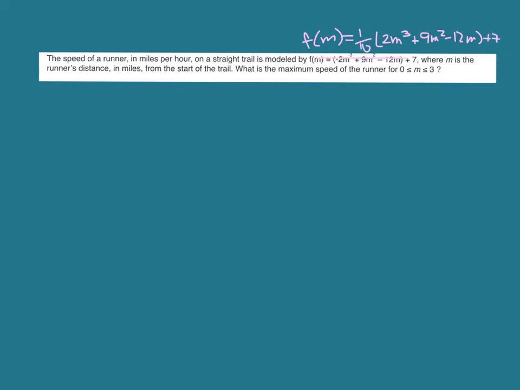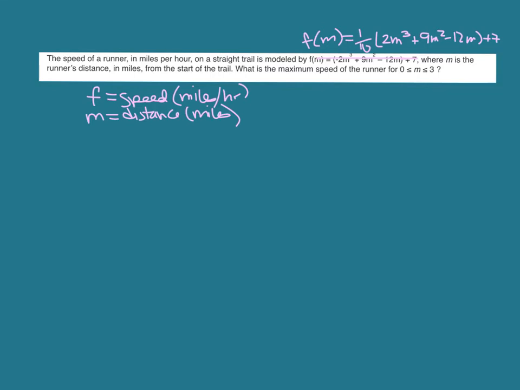So the first thing I'm going to do for this problem is write down what the variables represent. They tell us that the speed is f, and that's in miles per hour. They tell us that the distance is m, and that's in miles. Okay, so they tell us the equation is f, and m is the runner's distance in miles from the start of the trail. We are finding the maximum speed of the runner for m between 0 and 3.